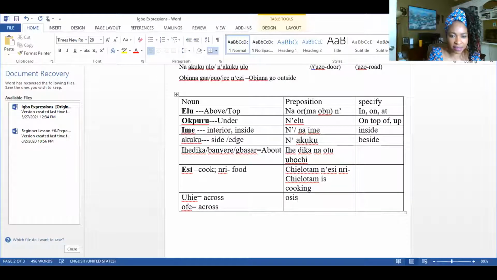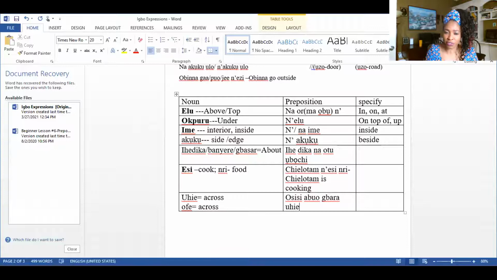Osisi. Some people say mpese. Now, when you say osisi, osisi means a tree. Okay? We also have mpese, stick. So when you say two trees that are across each other, see what I'm saying? Osisi abuo bara uhie. It means two trees that cross each other.